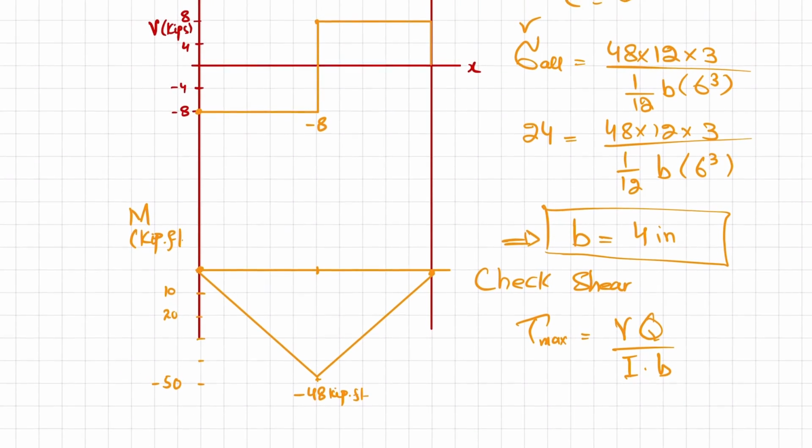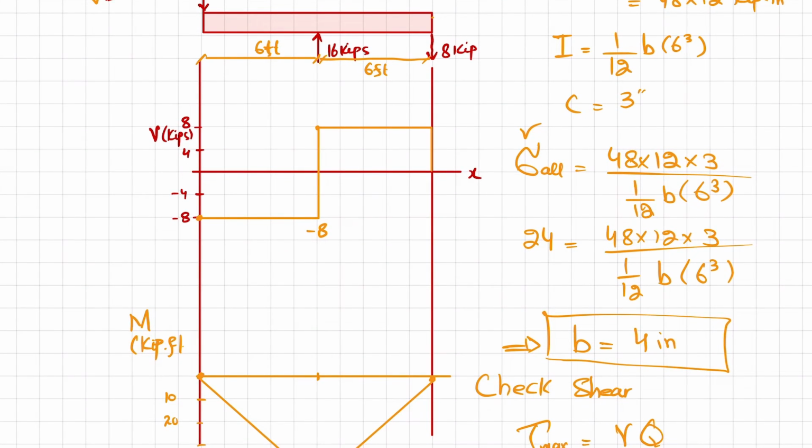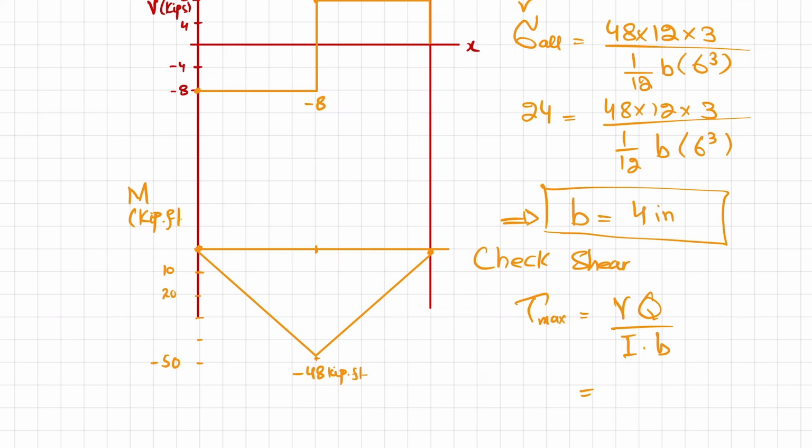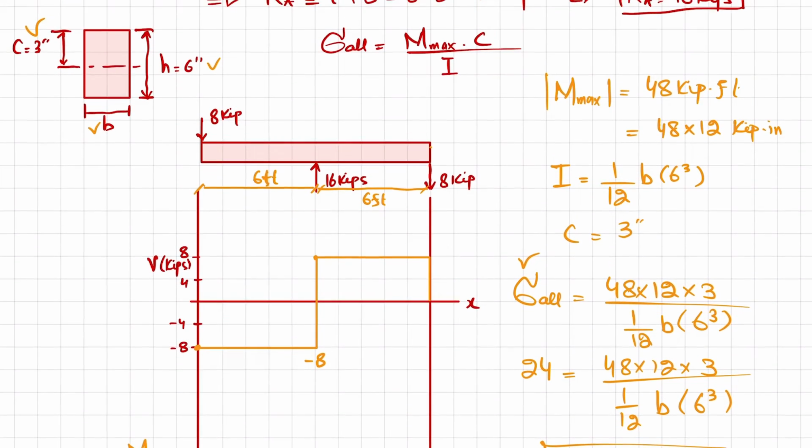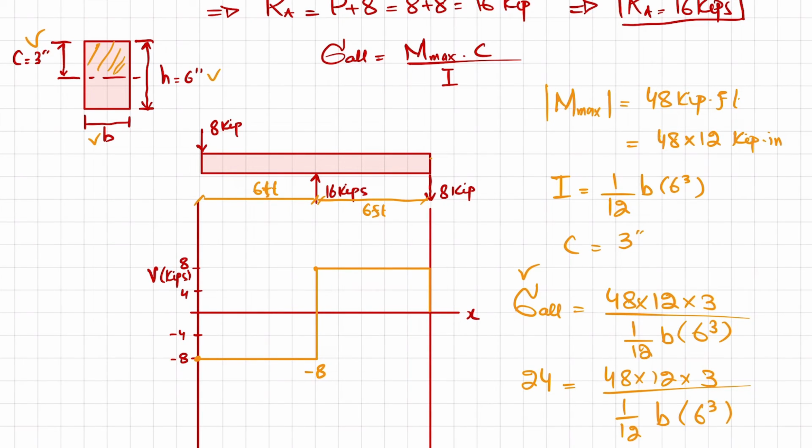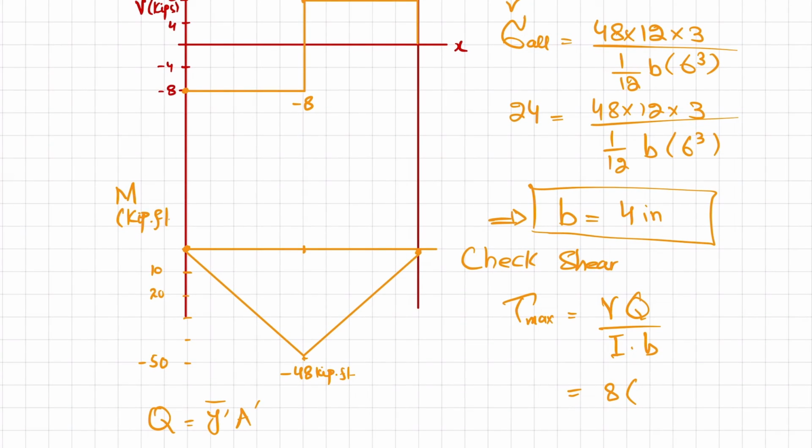You can see that V is again 8. The maximum value of V is 8. What is Q? Q is equal to Y dash bar into A dash. Now A dash is this one. Clear? And Y dash bar will be this one, equal to 3 divided by 2, which is 1.5. And this area is 3 multiplied by this width 4, this shaded area.